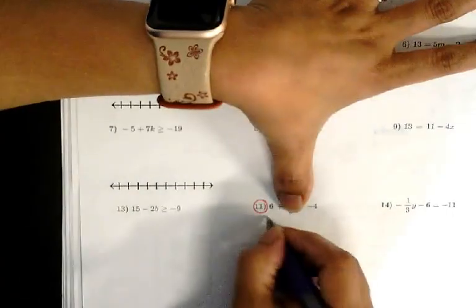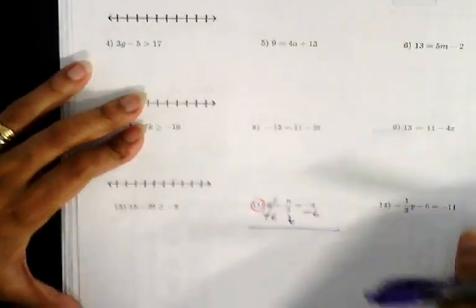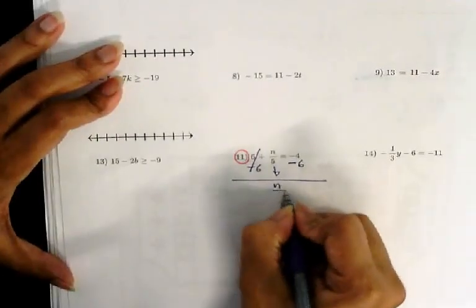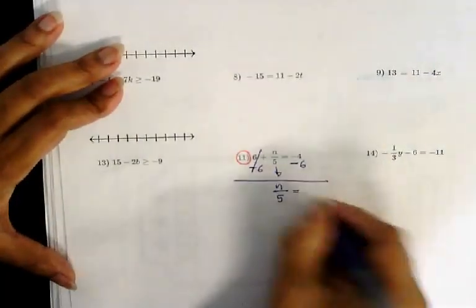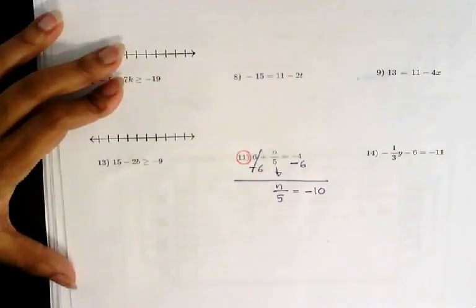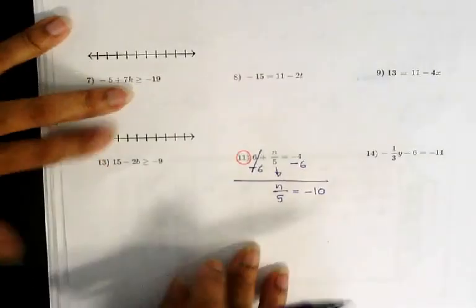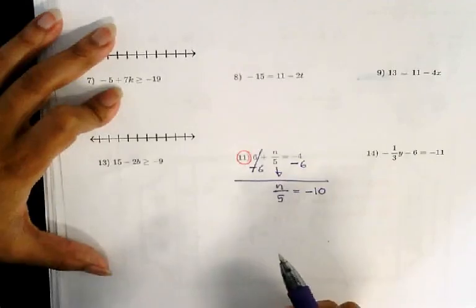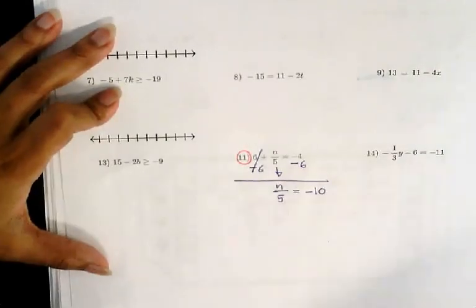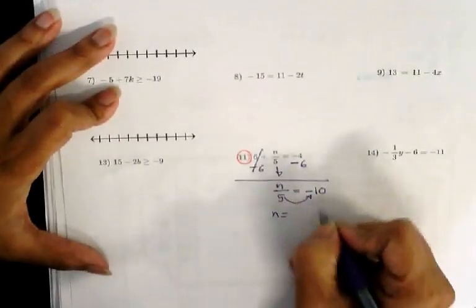Let's subtract. So this cancels each other. I have this one coming down, which is n over 5. It's going to be equal to, what do I have on the right side? Negative 10. Yes, sir. Okay. Now what should I do? What is this operation? Division. So what is the opposite of division? So we are going to multiply, and n is going to be equal to negative 50.